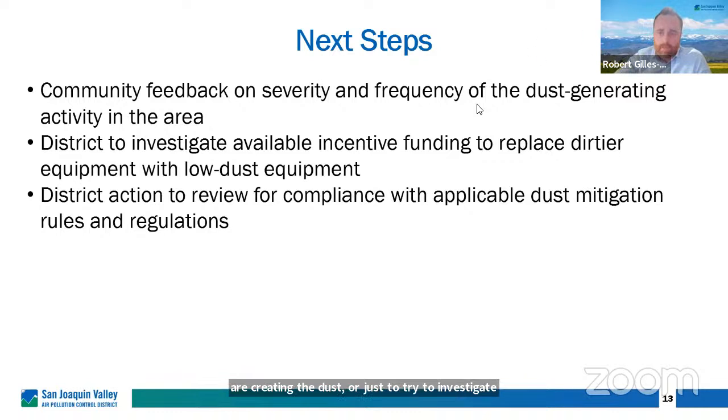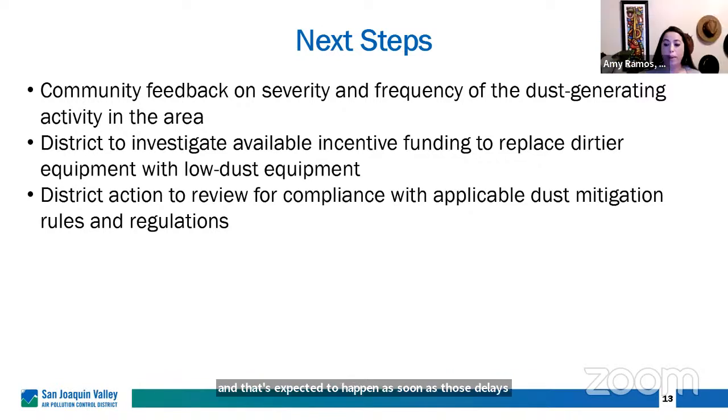Another note on next steps that I wanted to add, something I didn't get into the presentation slide: the continuing of monitoring in La Colonia is still in progress. That means the PM 2.5 monitor, not the van, but a monitor installation, is still in progress. There have been some delays with the utility companies, so the contractor is still working those out, and it's expected to happen as soon as those delays can be worked out. Thank you, Robert, for that update.